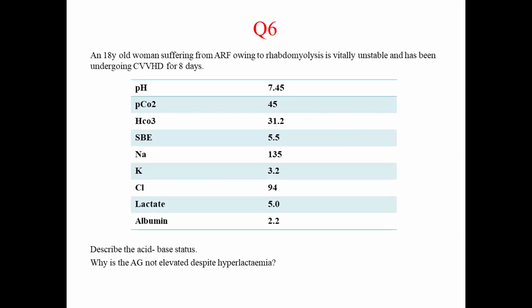Okay, next ABG. An 18-year-old woman suffering from acute renal failure owing to rhabdomyolysis is vitally unstable and has been undergoing CRRT for 8 days. Okay, so describe the acid base status. First, you describe the acid base status.